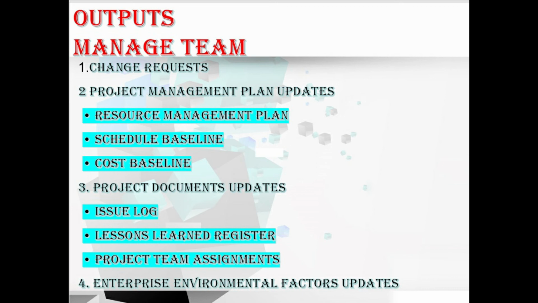Moving to the next output, we have the project document updates. Here we have the issue log, lessons learned register, project team assignments. Let me explain one by one. Issue log. New issues raised as a result of this process are recorded in the issue log. Lessons learned register. The lessons learned register is updated with the information on the challenges encountered and how they could have been avoided, as well as the approaches that worked well for managing the team. Project team assignments. If changes to the team are required, those changes are recorded in this project team assignments documentation. Hope you understood about this project document updates.